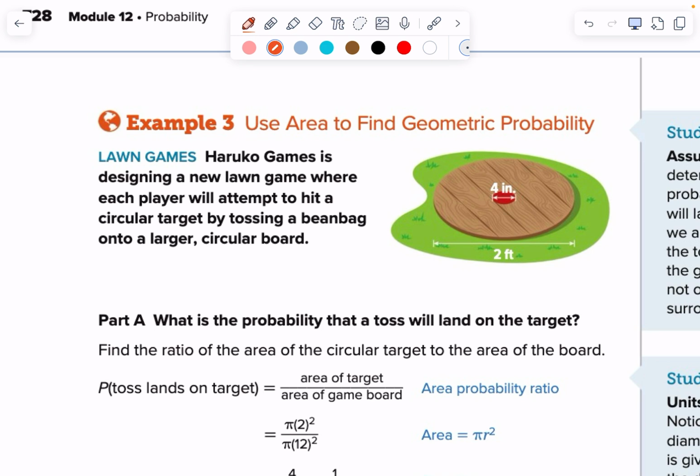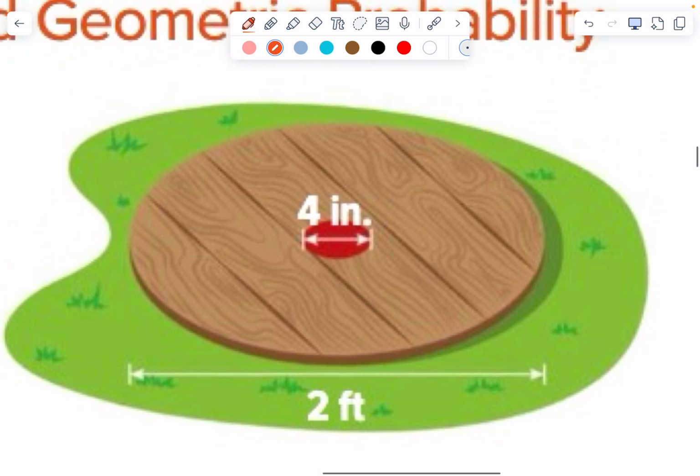Here we go. Haruku Games is designing a new lawn game where each player will attempt to hit a circular target by tossing a beanbag into a larger circular board. What is the probability that the toss will land on the target? The target is the red one. Now, we have to assume that when I toss it, it will in fact land in that brown area, but what's the chance it lands in the red area versus the brown area, right?